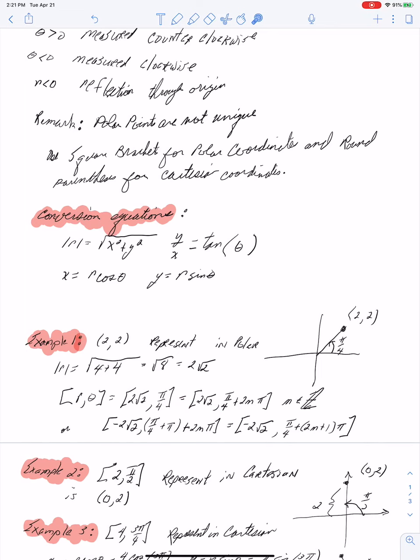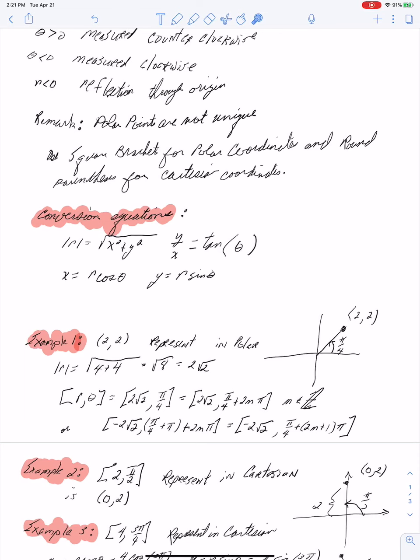Remember, I told you polar points are not unique, as in lots of ordered pairs represent the same point in the plane, and that can cause a little trouble sometimes, all right? So here are a set of coterminal points, that is, they represent the same point but are different polar pairs. Pi over 4 plus 2n pi, and you can add any multiple of 2 pi, or you can subtract any multiple of 2 pi. That's why I have n an element of the integers.